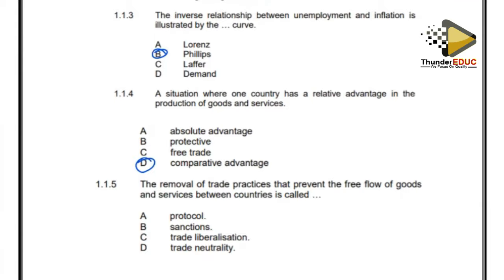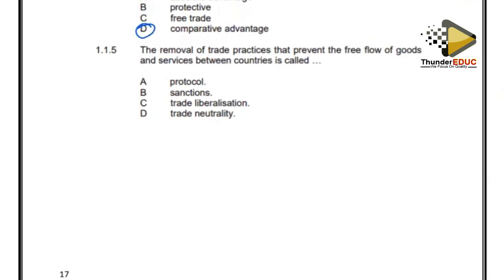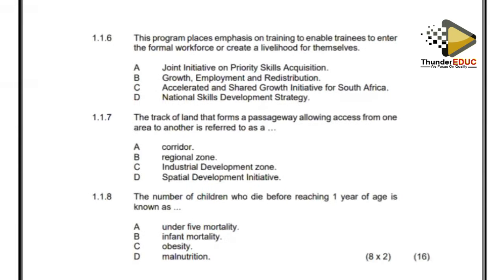Good. So now we have 1.1.3. The removal of trade practices that prevent the free flow of goods and services between countries is called trade liberalisation. Okay, right. Now moving on, we have 1.6. The program places emphasis on training to enable trainees to enter the formal workforce or create a livelihood for themselves. In this regard, our appropriate answer is going to be a national skills development strategy.